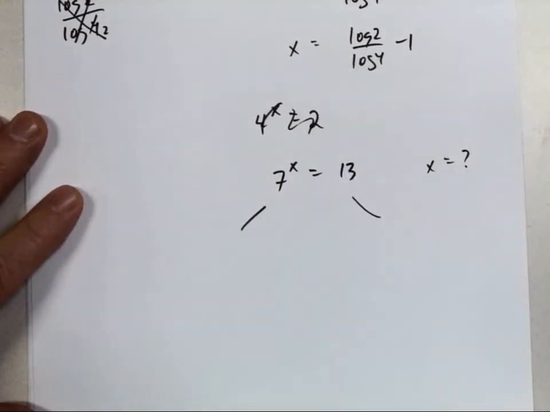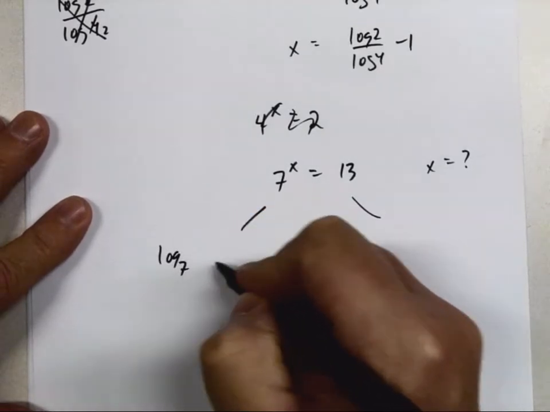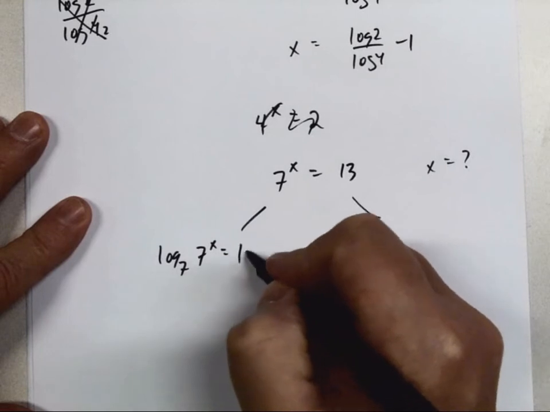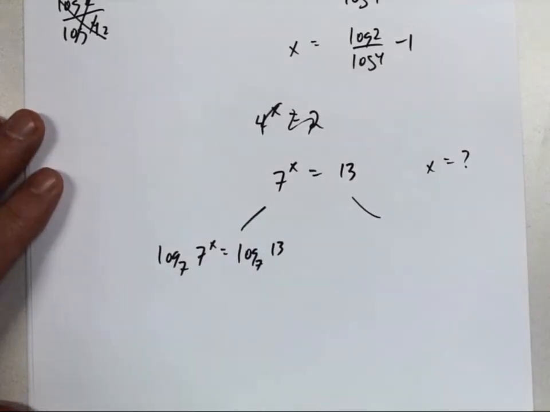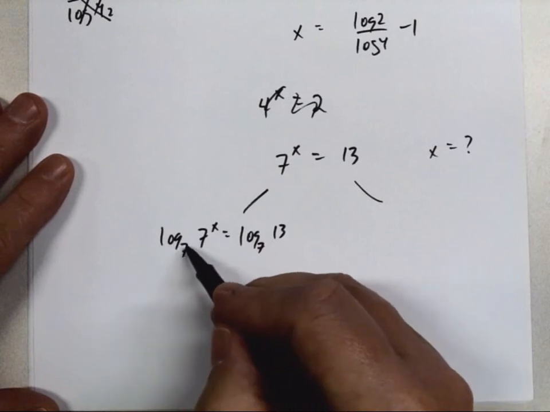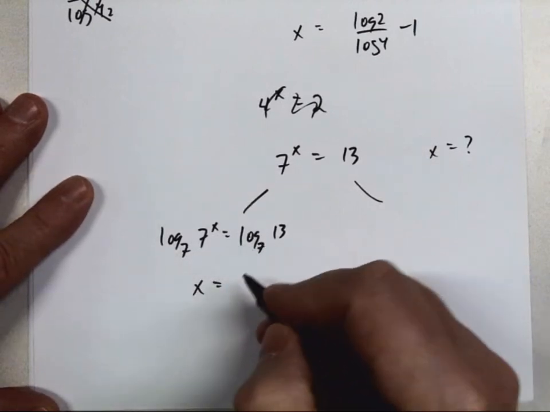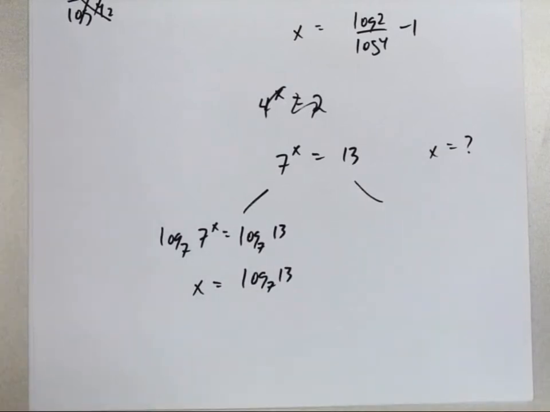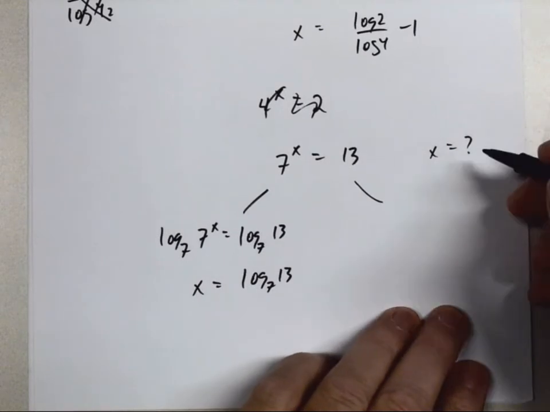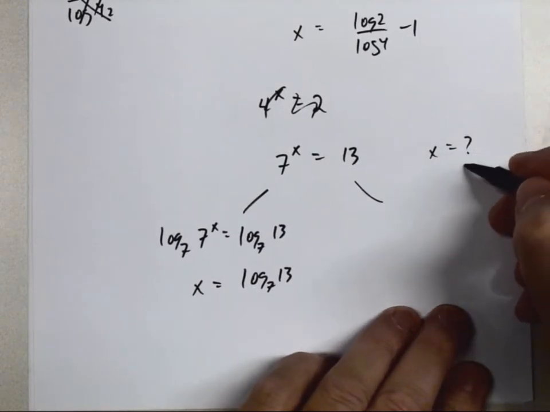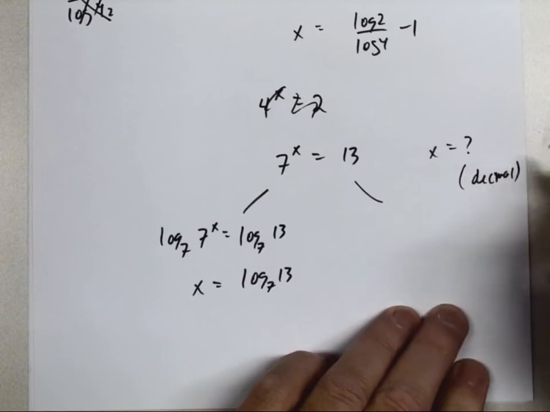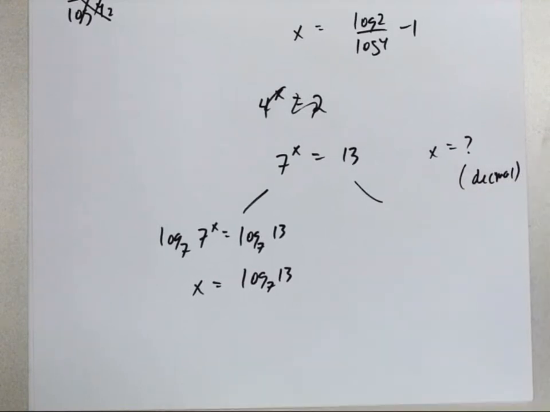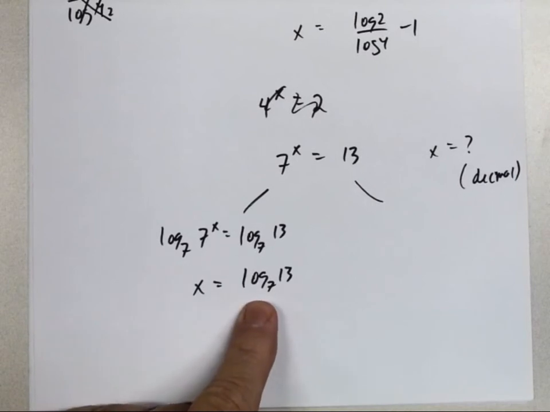If I want to just think to myself, let's convert this into a log equation, then I'm going to take the log base 7 of both sides of this equation. Because log base 7 of 7 to the x equals x. Now I've solved it. However, in this case, they actually want an actual decimal number. So I cannot go to my calculator and right away calculate this.